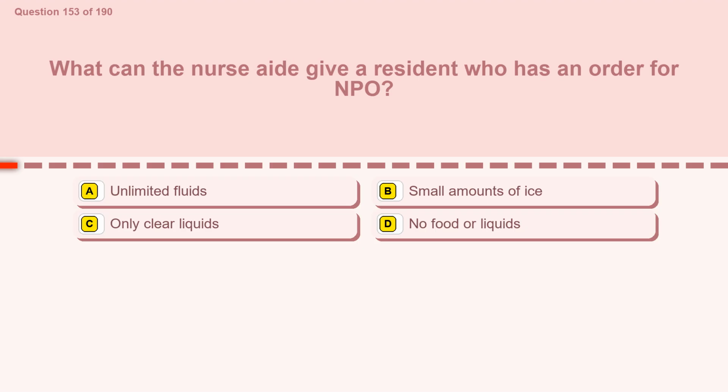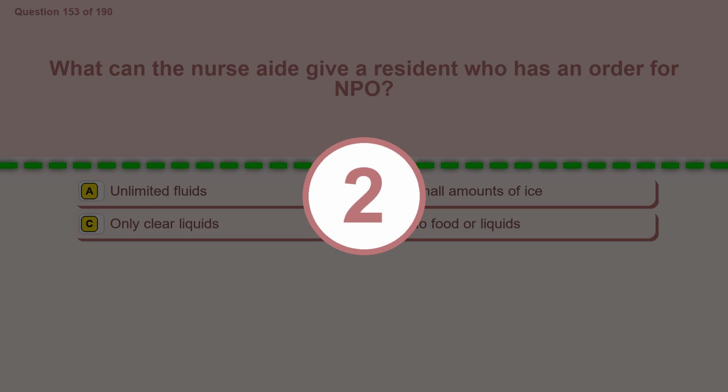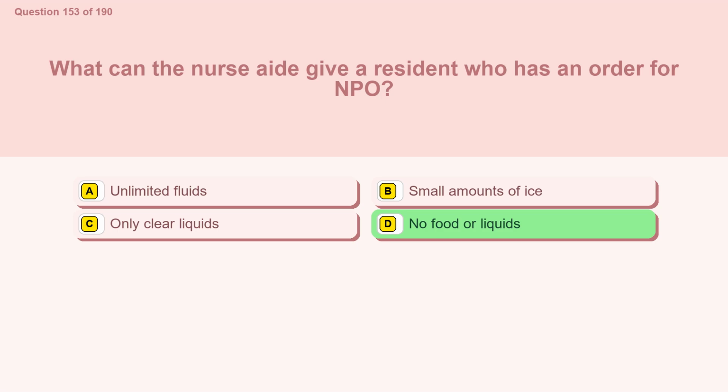Question 153. What can the nurse aide give a resident who has an order for NPO? Option A. Unlimited fluids. Option B. Small amounts of ice. Option C. Only clear liquids. Option D. No food or liquids. The correct answer is option D.